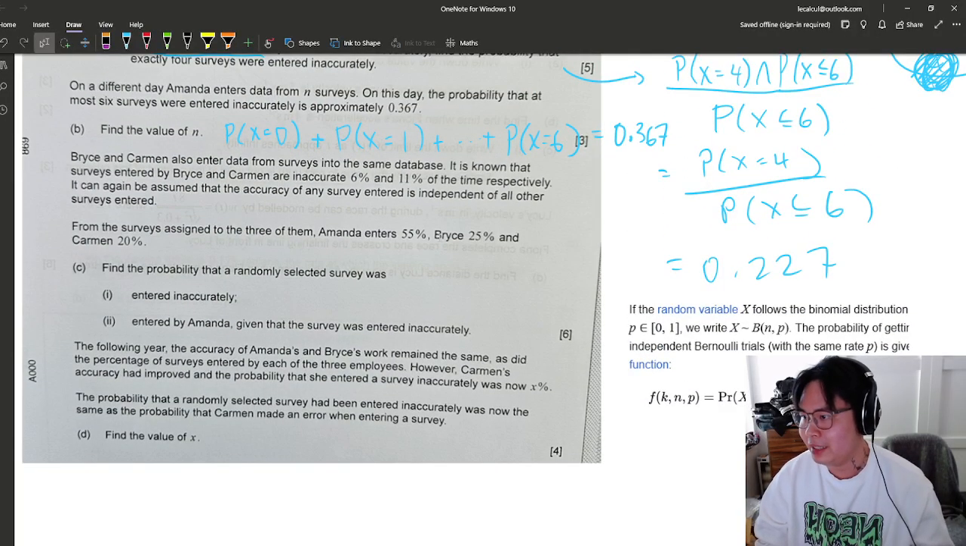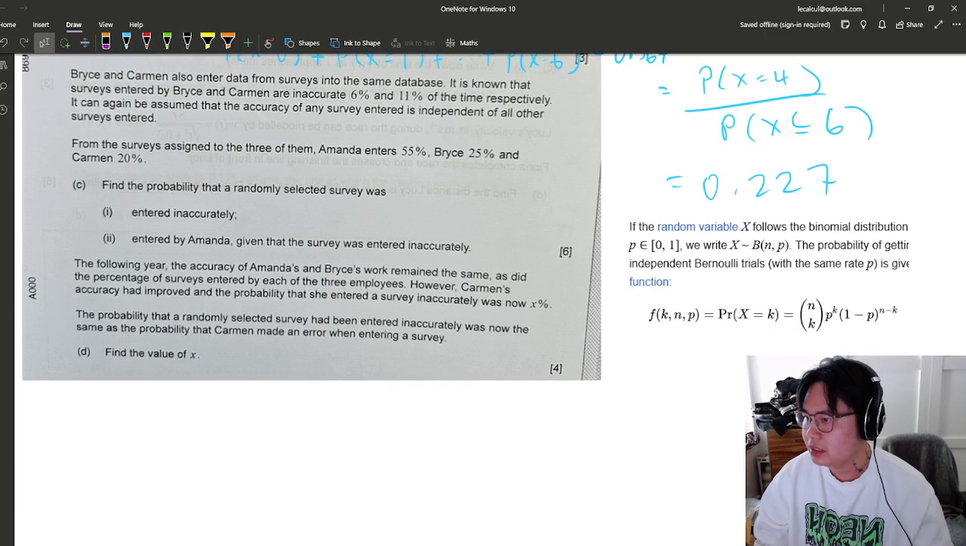Okay, then we got Bryce, Carmen. They have different errors. Okay, Amanda's 55, Bryce is 25, Carmen's 20. Find the probability that a randomly selected survey was entered inaccurately. Entered by Amanda, given that it was inaccurate. Okay.